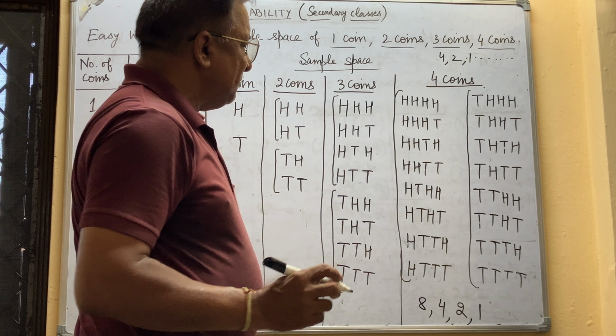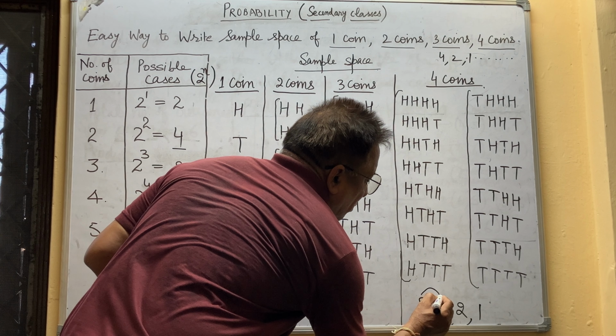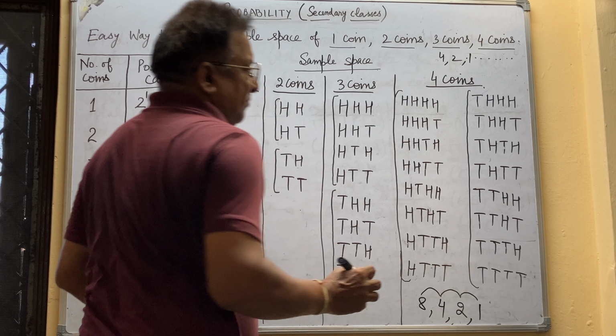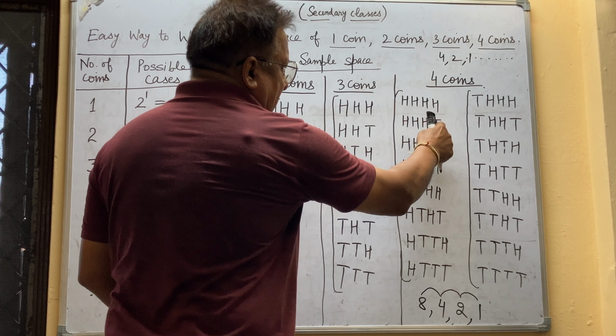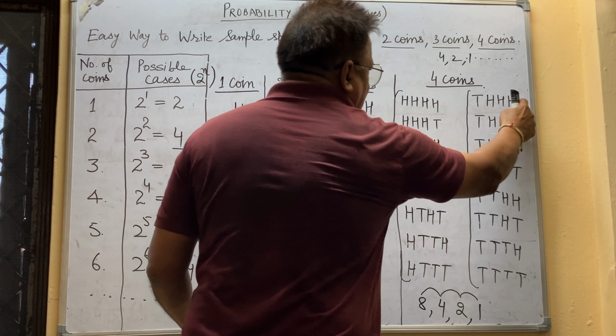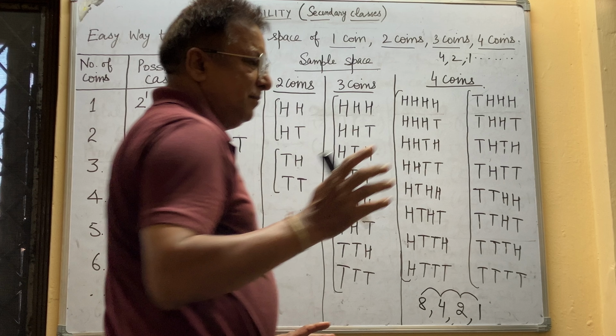because number of coins are 4, I will take half of it. 8 to 4, 4 to 2, 2 to 1. It means head, tail, head, tail, head, tail, head, tail. Head, tail, head, tail, head, tail, head, tail.